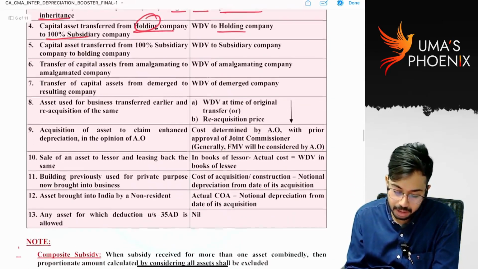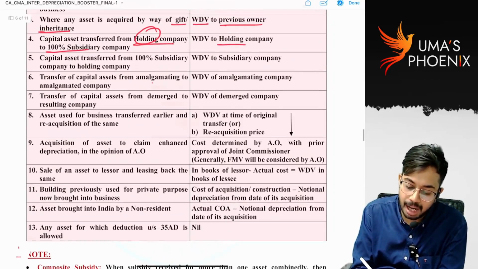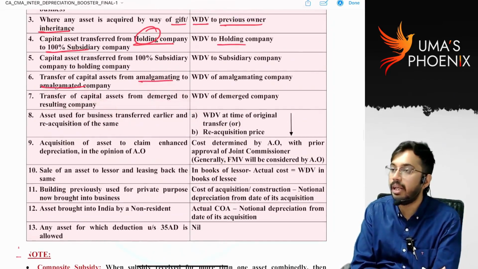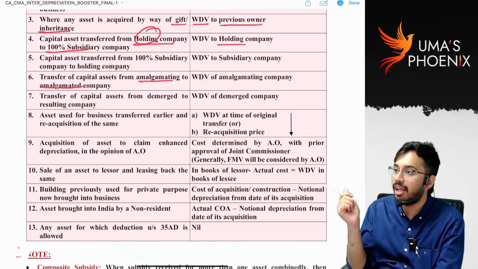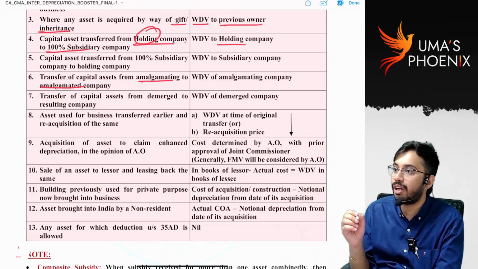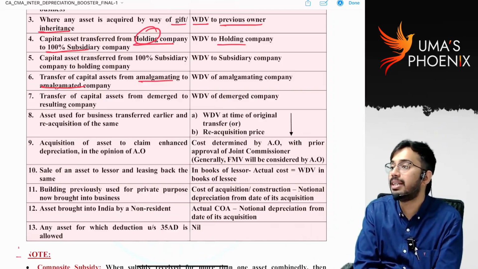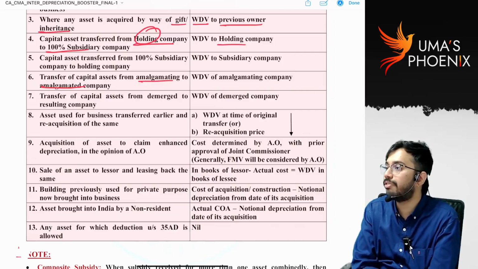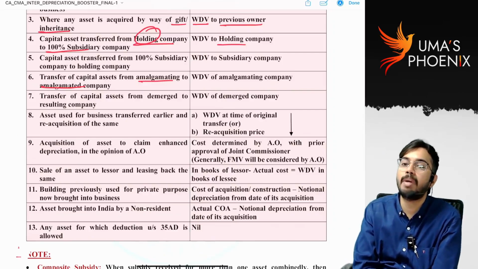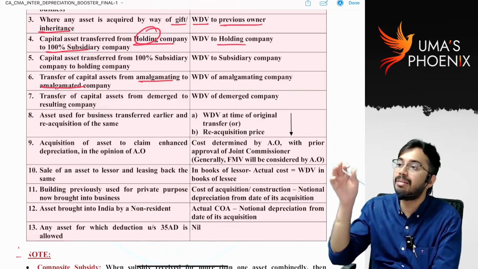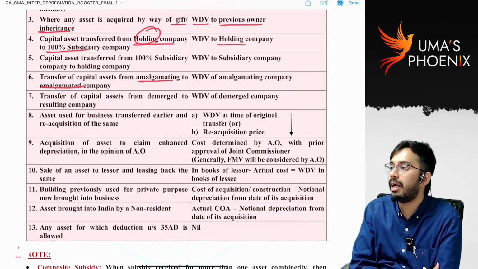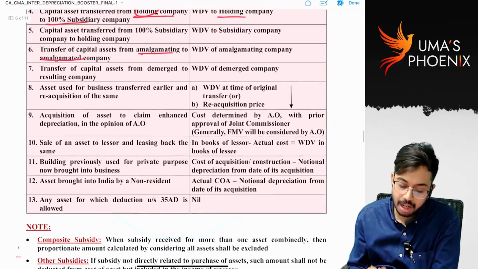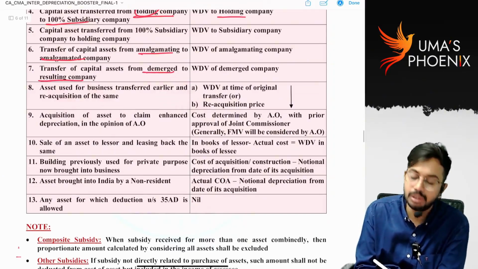Is it clear? Next, transfer of capital assets from amalgamating company to amalgamated company. BSNL, Vodafone, they merged together and formed a new entity, VI. Assets transferred from BSNL to VI. In the hands of VI, actual cost is equal to written down value in the books of BSNL, or written down value in the books of Vodafone. So whenever assets are transferred from amalgamating company to amalgamated company, in the books of the amalgamated company, actual cost is equal to written down value to the amalgamating company. Is it clear? Next, transfer of capital assets from demerged to resulting company.